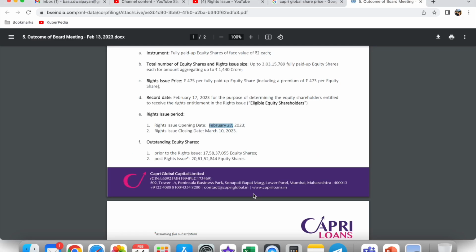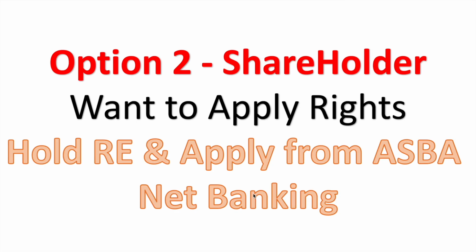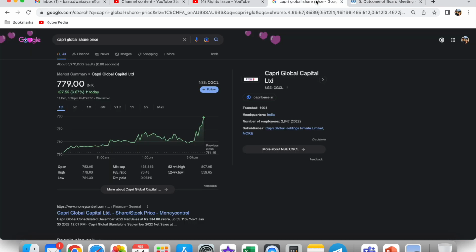I have explained these things in detail a lot of times, so I'm not going to repeat the same thing. I hope you got the idea of how to apply and what to expect out of this rights issue.